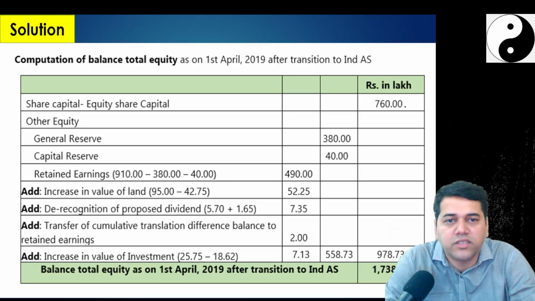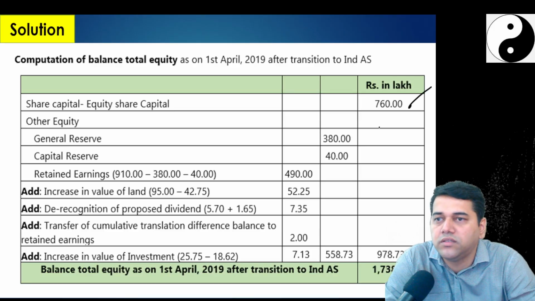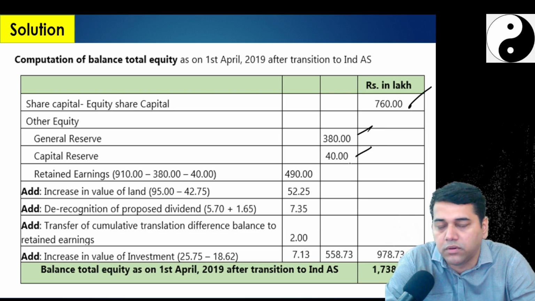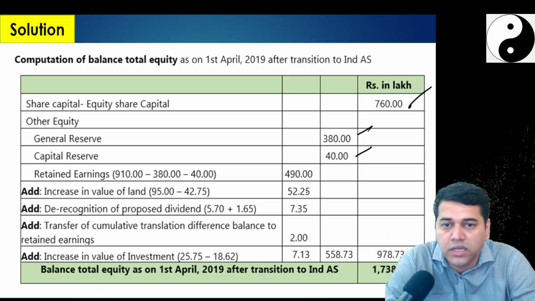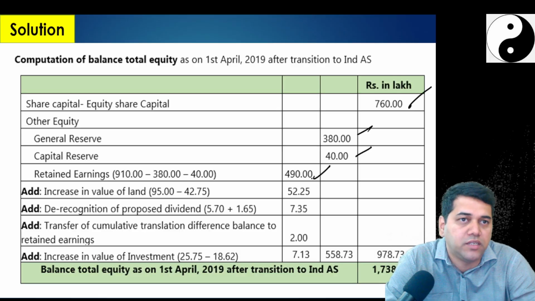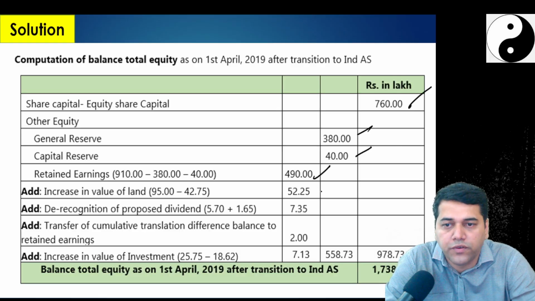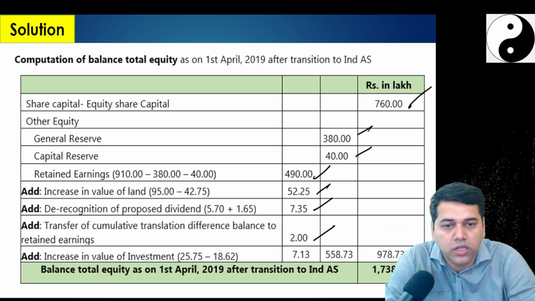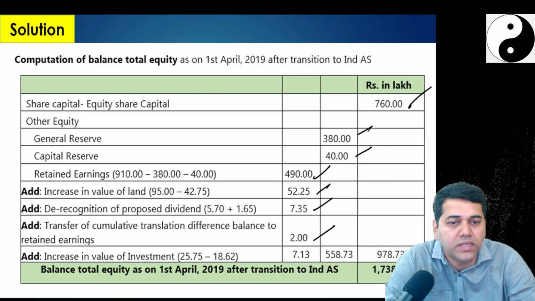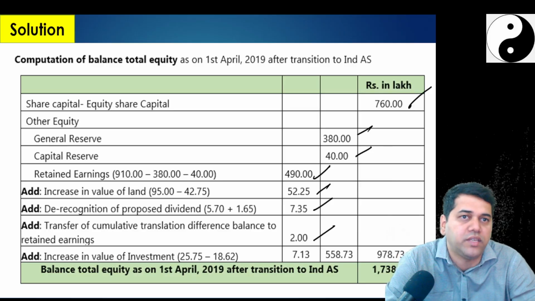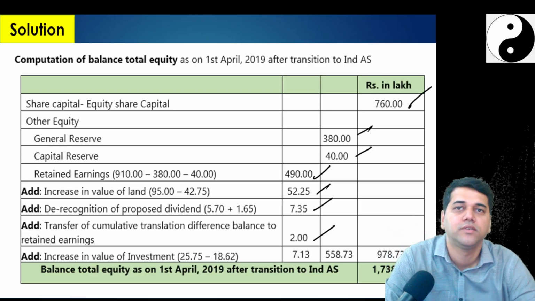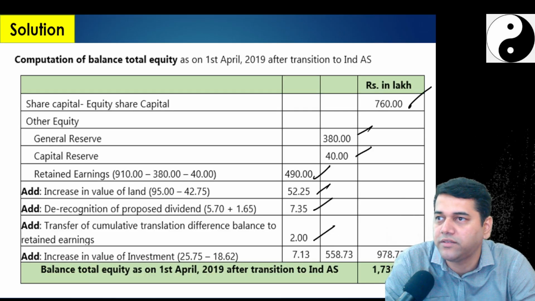Now, total balance: share capital is 760, general reserve, capital reserve, no restatement of the business combination. Retained earning balance becomes 490. Did you get this? So 52, 7.35, and add cumulative translation reserve 2. So total 978. So you will get 1738.73. Did you get this number? Any mistakes by anyone? Did you interpret or read it somewhere else?